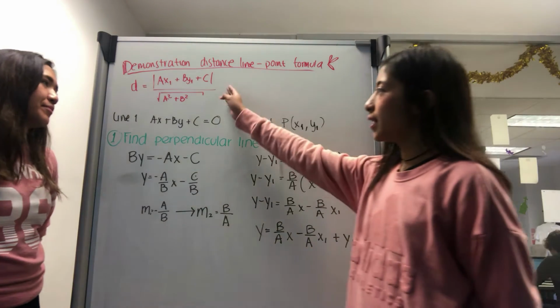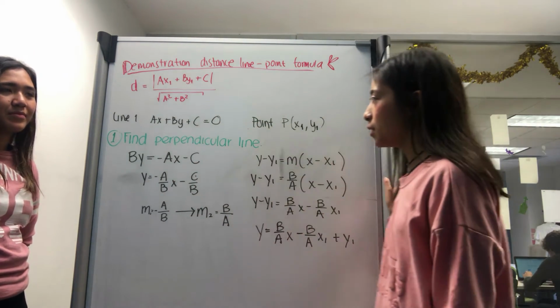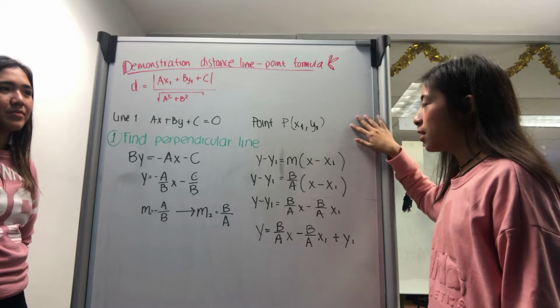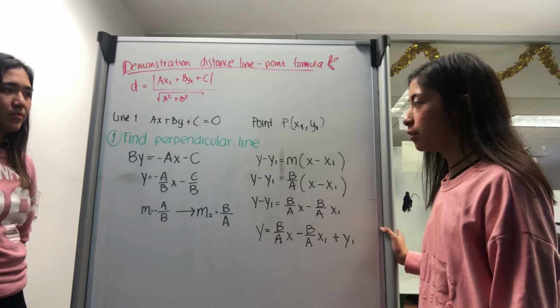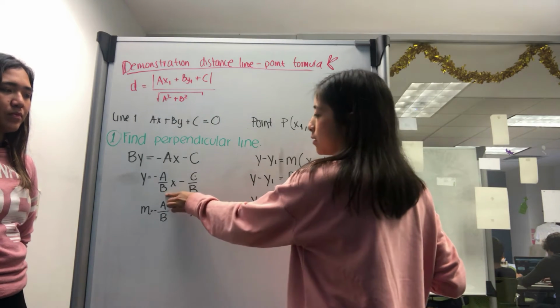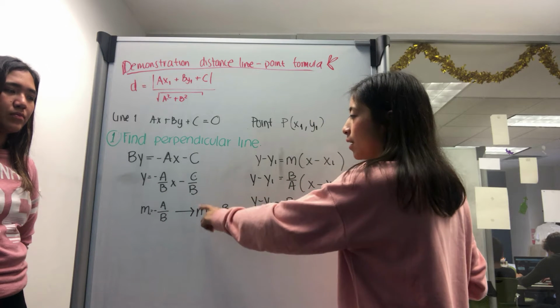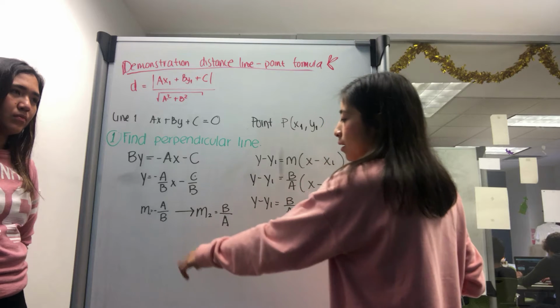Well, first our formula is this, and we know that our line 1 is ax plus by plus c equals 0, and our point is (x1, y1). So the first step is to find the perpendicular line. First we need to put line 1 in standard form, and we get y equals minus a over b x minus c over b. And from that we can get that the slope is minus a over b.